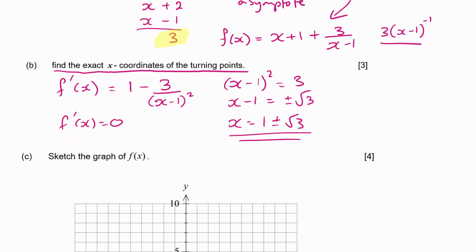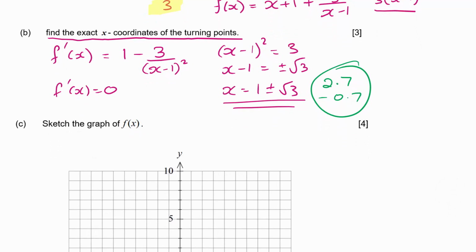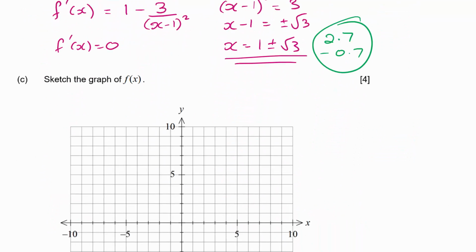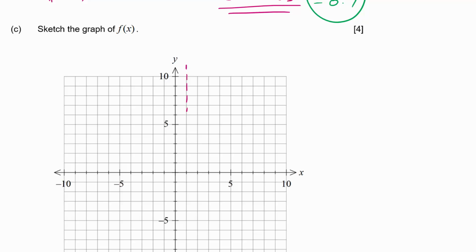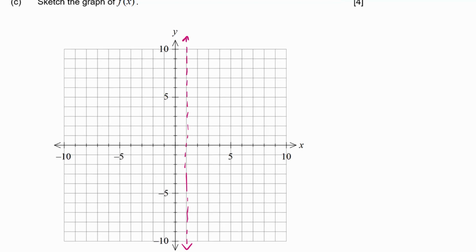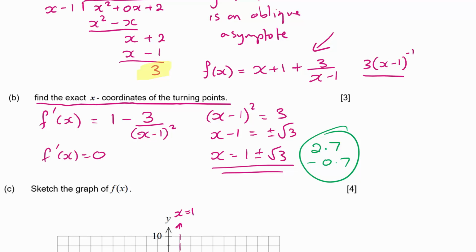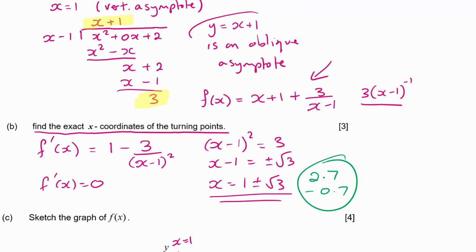We're now asked to sketch the graph. Now think about the fact that root 3 is about 1.7. So that's going to put these at 2.7 and about -0.7, just roughly. Just keep that in mind. So we know that the vertical asymptote was x equals 1. So let's put that onto the graph. So what we have here is x equals 1. The oblique asymptote was y equals x plus 1.